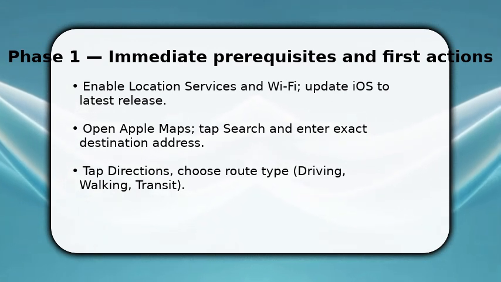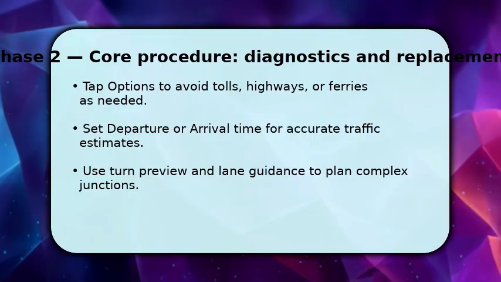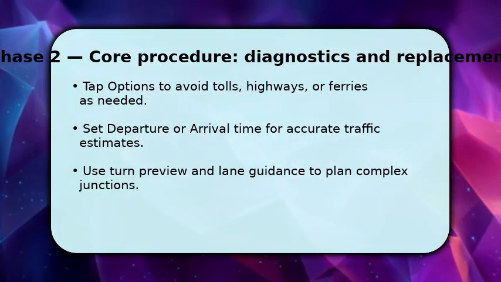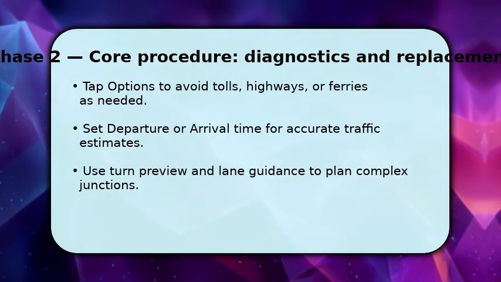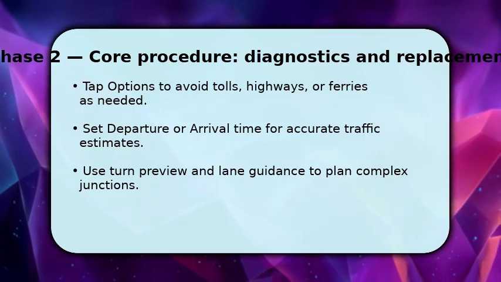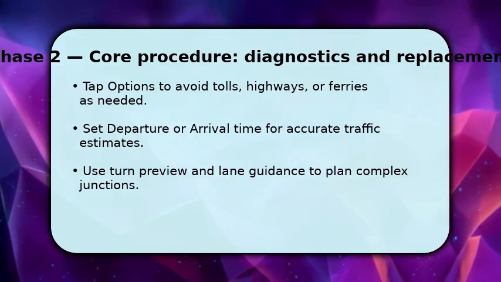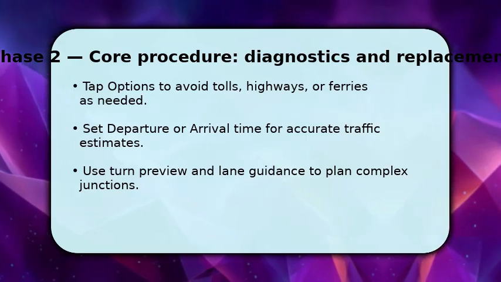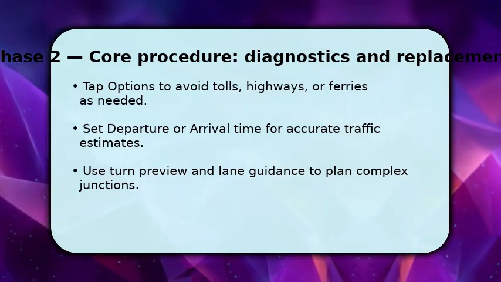Now refine the route so it becomes the only way you'll follow. Tap options and toggle avoid tolls or avoid highways if you need a specific path. This removes alternatives. Next, set departure or arrival time to get realistic traffic predictions. Apple recalculates ETA accordingly. Use lane guidance and turn preview to study tricky intersections before you get there.